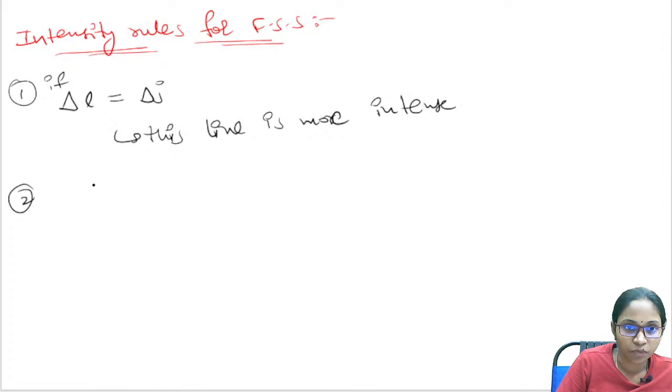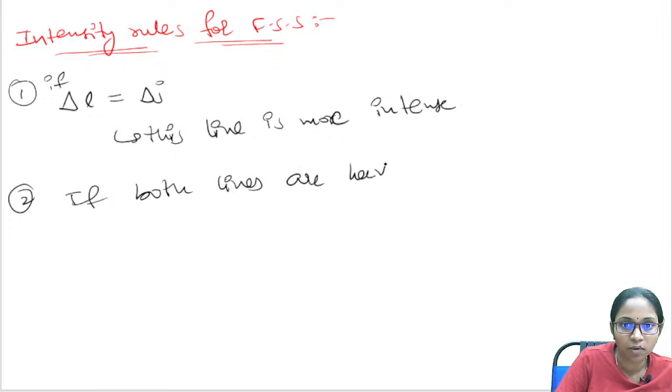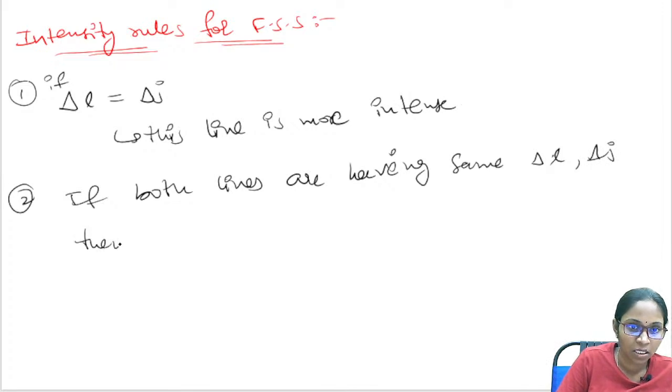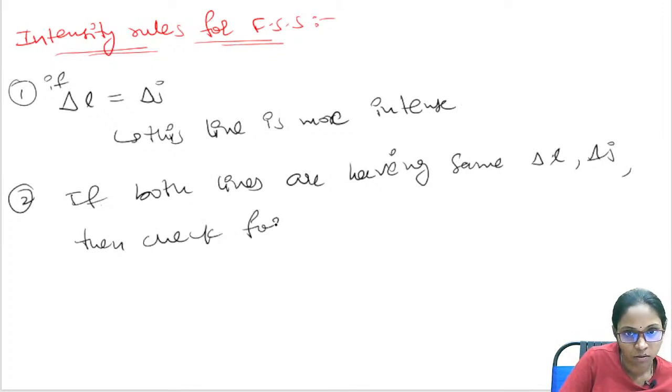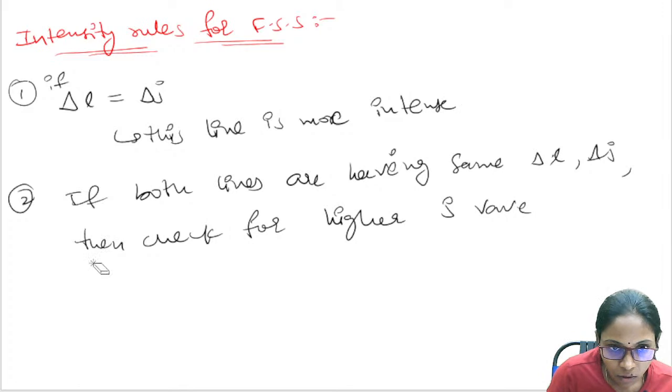Next, if both spectral lines have the same delta L and delta J values, then check for the higher J value. Before going to check, I will give you one more trick here.